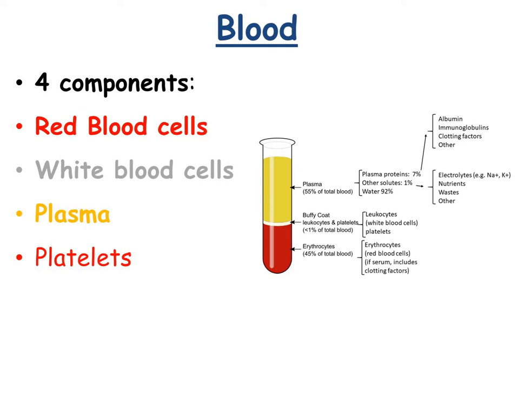There are red blood cells, white blood cells, plasma, and platelets. And actually, 55% of the blood is plasma, this yellowy straw-like liquid. Less than 1% of the blood is platelets and white blood cells. And then 45% of the blood is red blood cells. So the reason the blood looks red is because of the red blood cells.